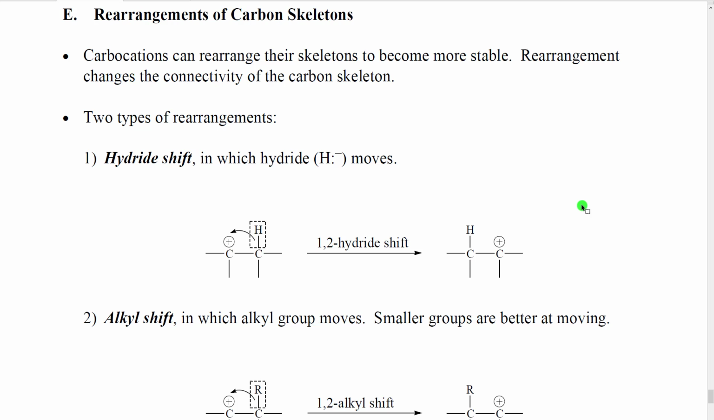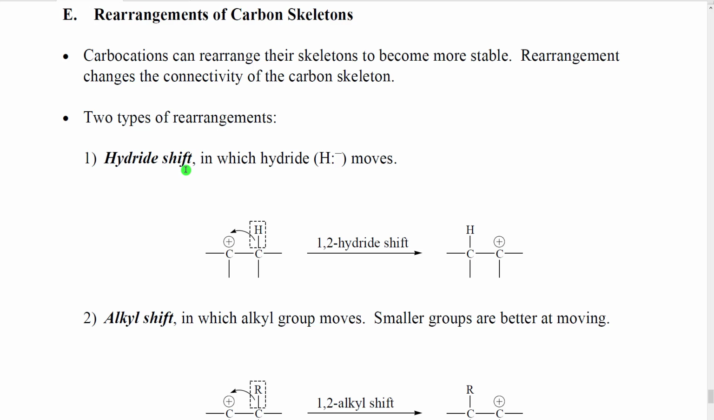Another special characteristic of carbocations is that they can rearrange their skeletons to become more stable. Rearrangement changes the connectivity of the carbon skeleton. There are two types of rearrangements.